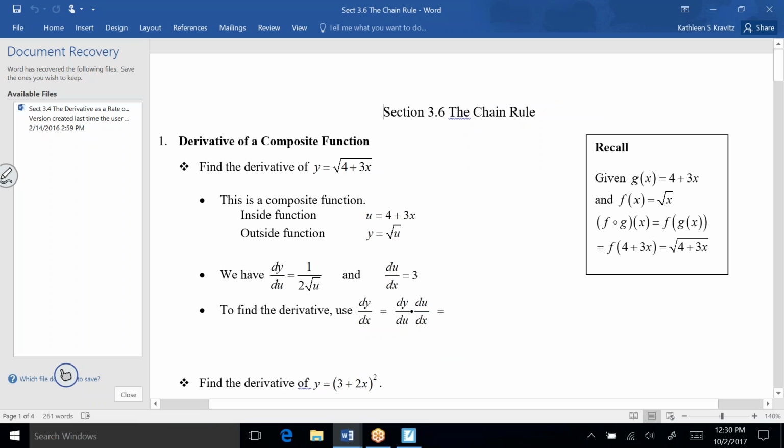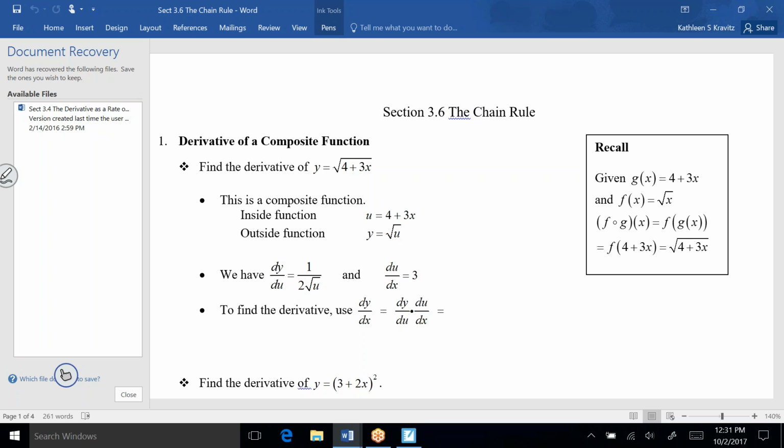So if we want to find the derivative of that same function, what we're going to do is identify the inside function and the outside function. Like I just explained, the inside function is 4 plus 3x. But now we're going to give it a name. We're going to call the inside function u, and we're going to write the inside function with the variable x. The outside function now is going to be the square root of u. We're not going to call it the square root of x. We're going to call it the square root of that function u, which makes sense because it's the square root of 4 plus 3x. And then we're going to give the outside function the name y.